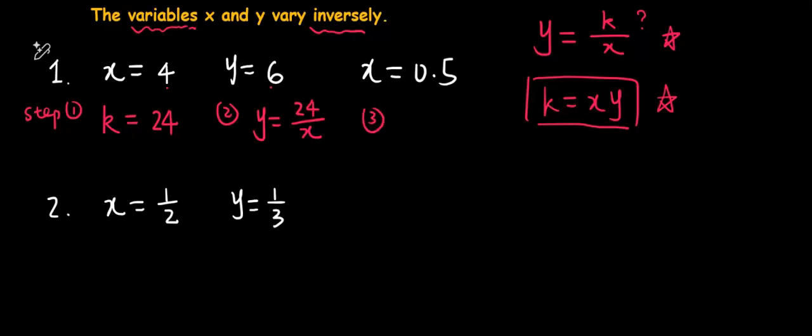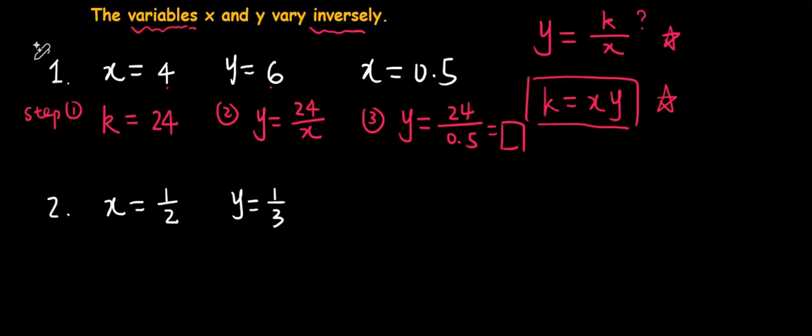And step 3, now x is 0.5, what is y? So you're going to do 24 divided by 0.5. And please go ahead and finish it. Remember, this is a portion of your homework. By the way, what is the other homework? In this section, whatever I did not finish, that's yours.